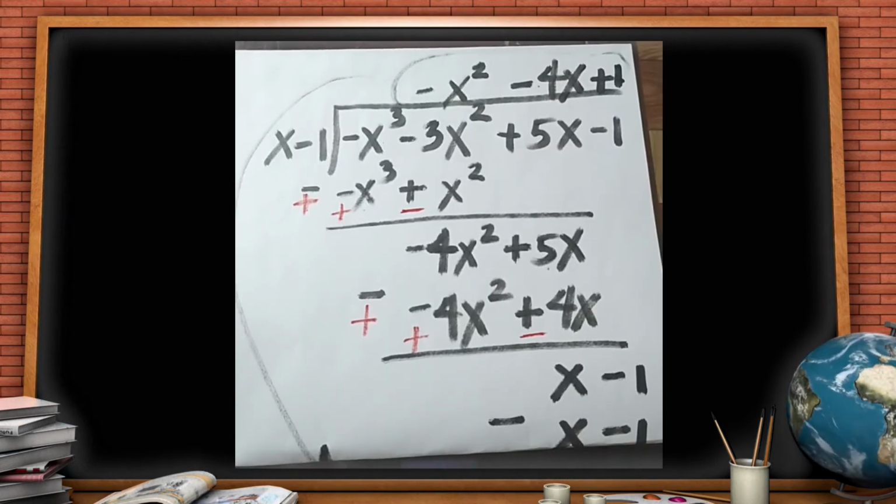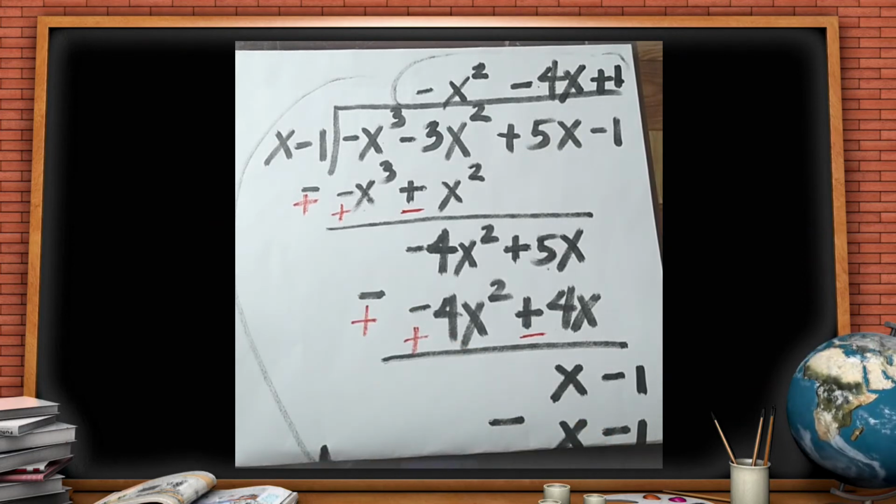Okay, this time, we are going to solve this problem: negative x cubed minus 3x squared plus 5x minus 1 divided by x minus 1, using synthetic division.